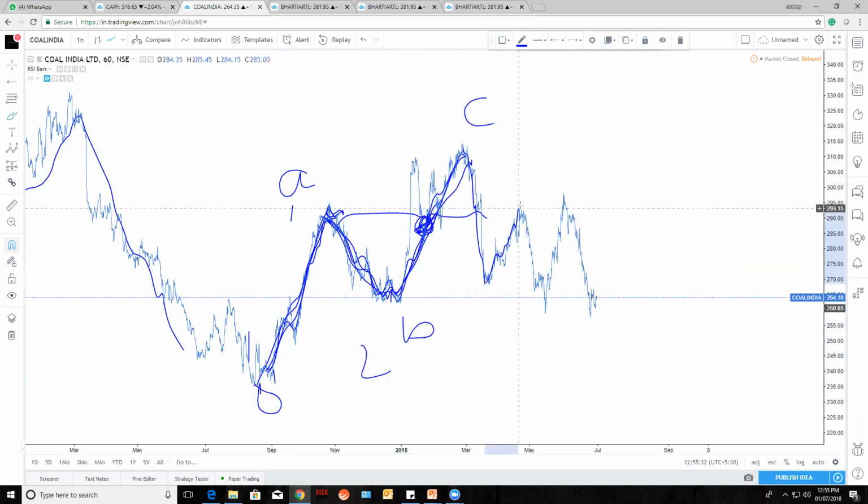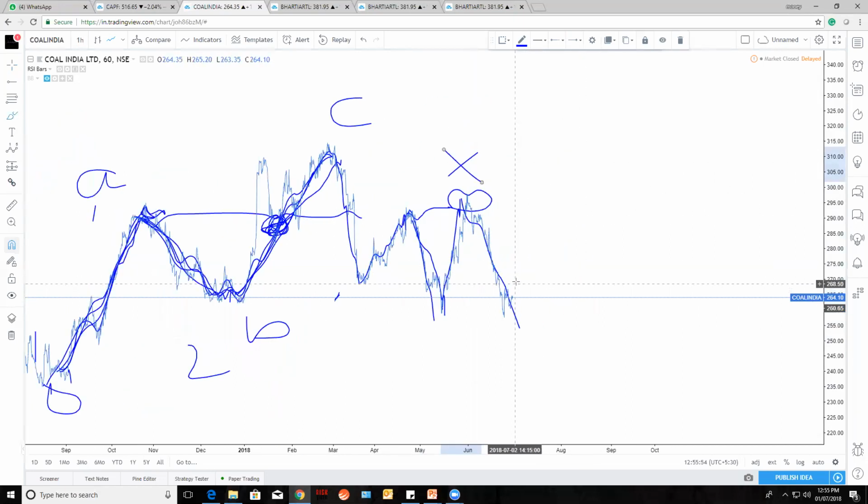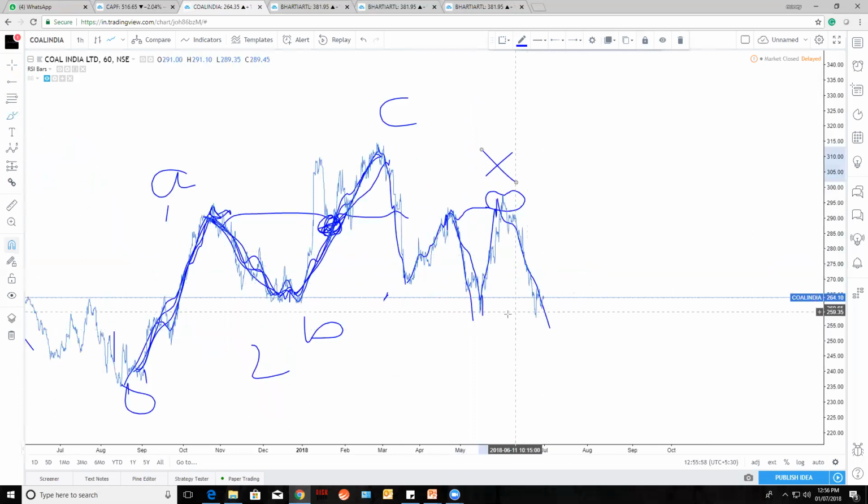Impulse, correction followed by impulse. ABC. Let's say for this we cannot say ABC, because the second wave, that is B, is going beyond the beginning of A. This rule is not applicable in a zigzag, right? So it's not a zigzag correction. It might be another correction. We will go through that, but as of now, it is not a zigzag correction, right?